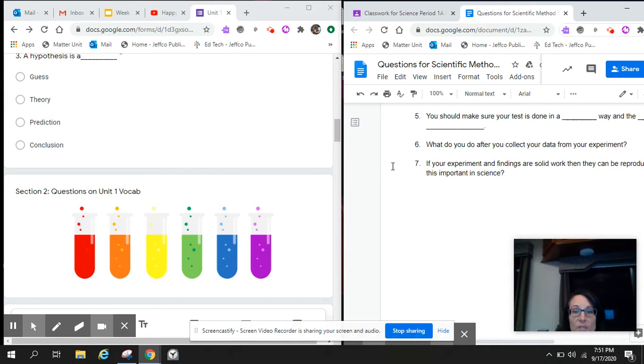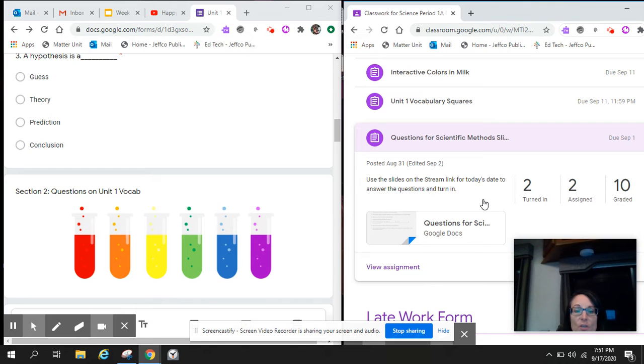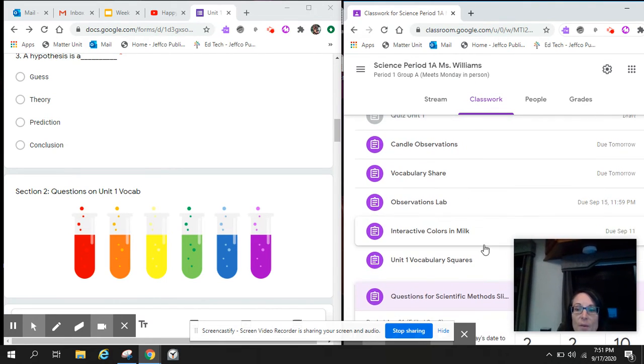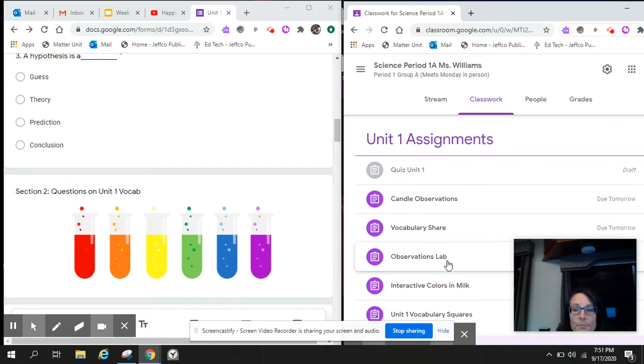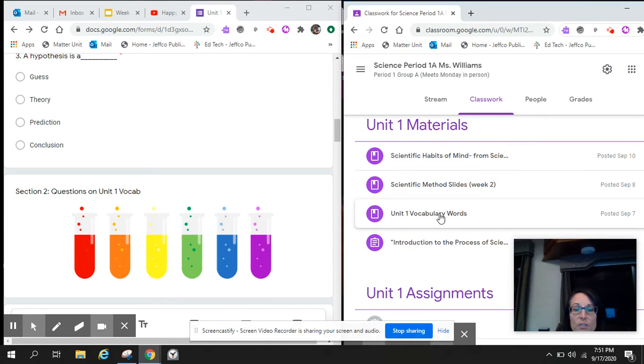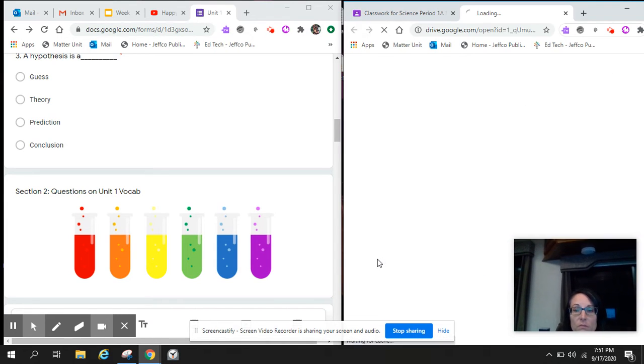Well, you're finished with this document on the right, so you might go up and go ahead and close that, go back to your classwork and find Unit 1 vocab. So I see that I have different places. I could look at the vocabulary squares that I did. I could look at the vocabulary share that everyone contributed to. And I could look at just our list of vocab words that are in our Unit 1 materials.